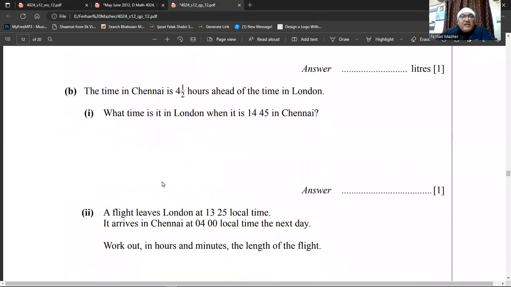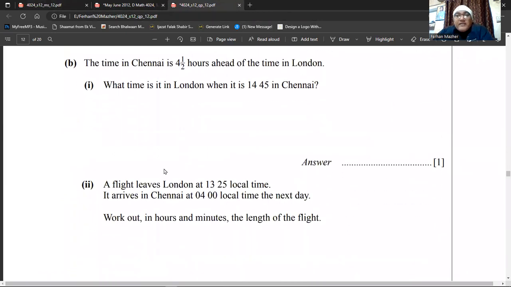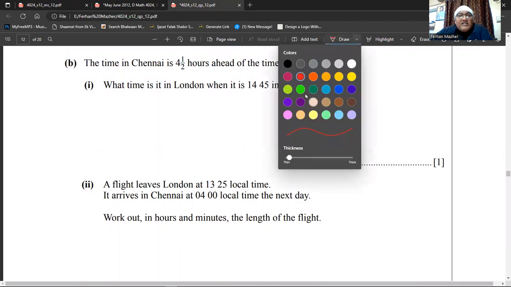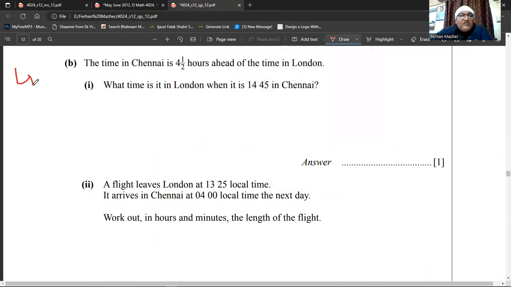Question number 17, B part. The time in Chennai is 4 and a half hours ahead of the time in London. Okay, so this number is very important. You see 4 and a half, what does this mean? This means 4 hours, and a half hour means 30 minutes. So remember this: a half hour is 30 minutes.